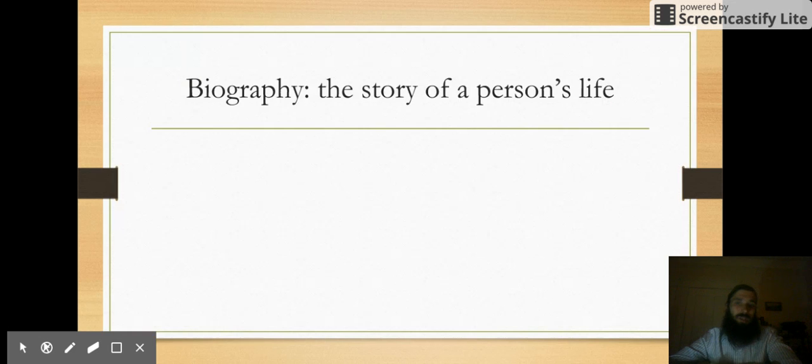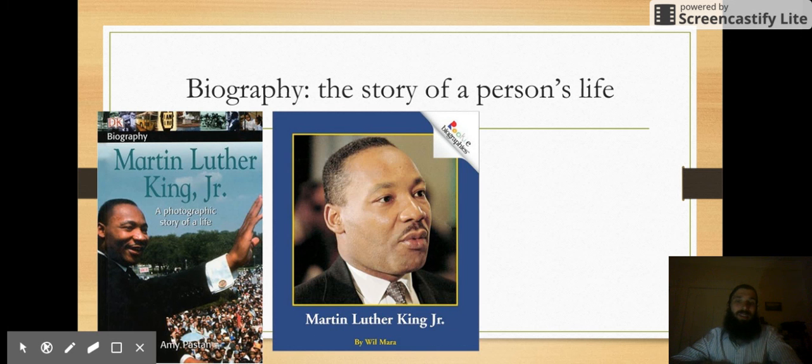The first source of information we're going to talk about is a biography. A biography can teach you a lot about the way things were in the past. A biography is the story of a person's life. So again, if we wanted to study Martin Luther King Jr., a good place to start is by reading his biography. These are books written about his life.